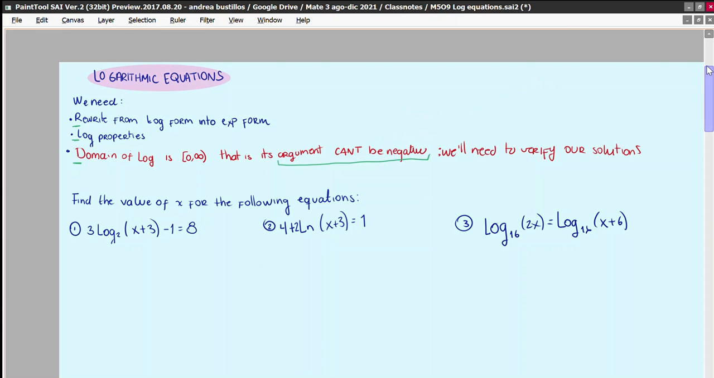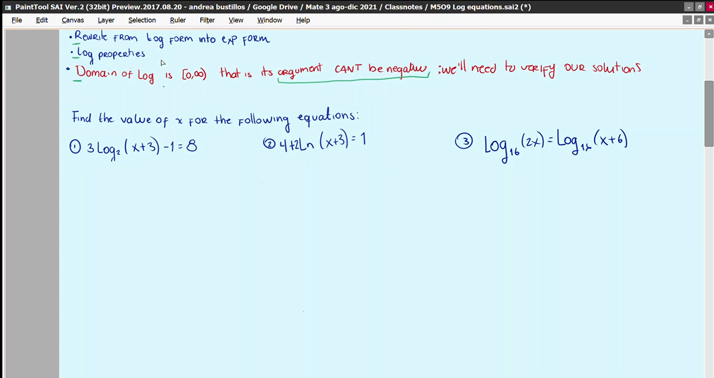So, let's follow along. As in any type of equation, what you want to do is isolate the term that has the variable you want to solve for. So in all of these cases, our variable is inside the logarithm, meaning that what you want to do is isolate the logarithm by using the properties of the equations that you already know and have been using since forever.